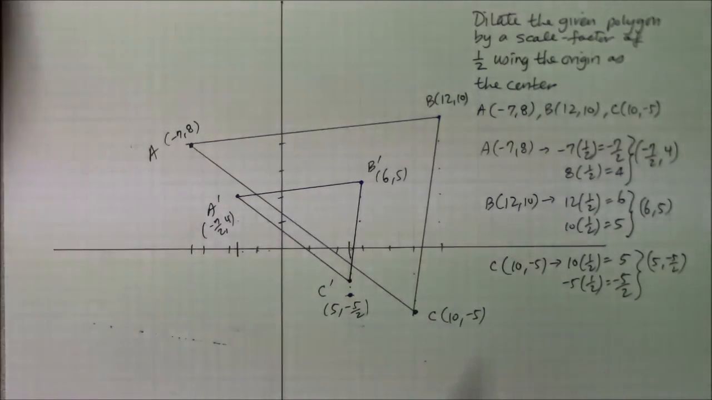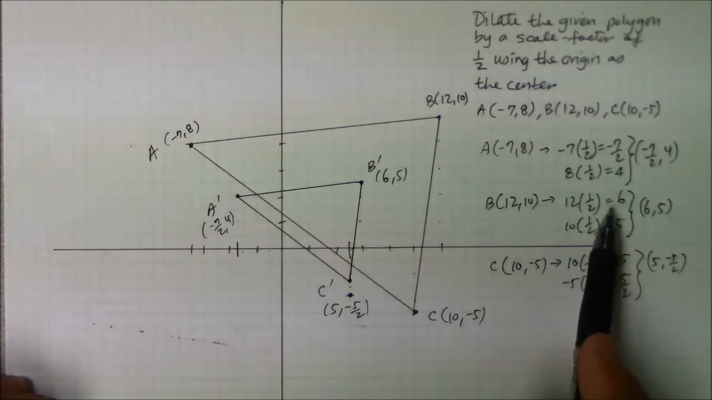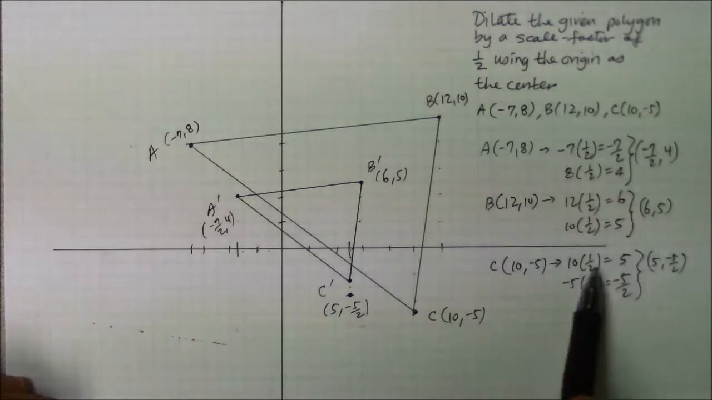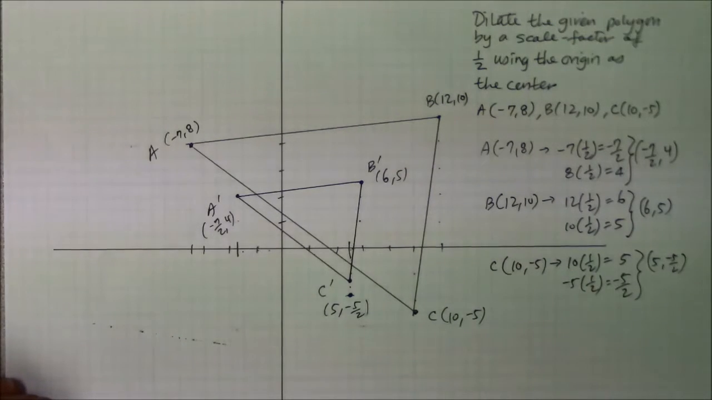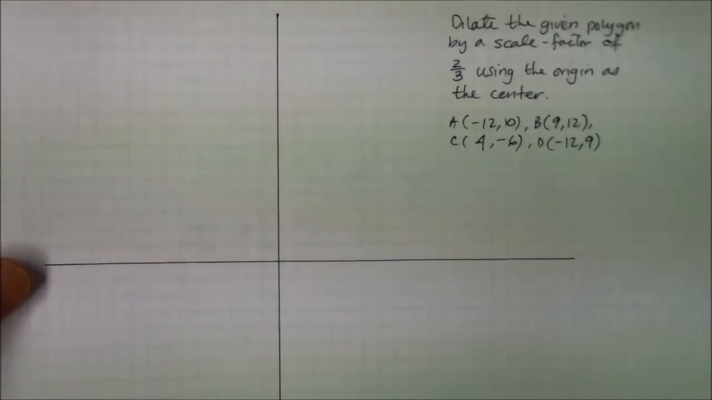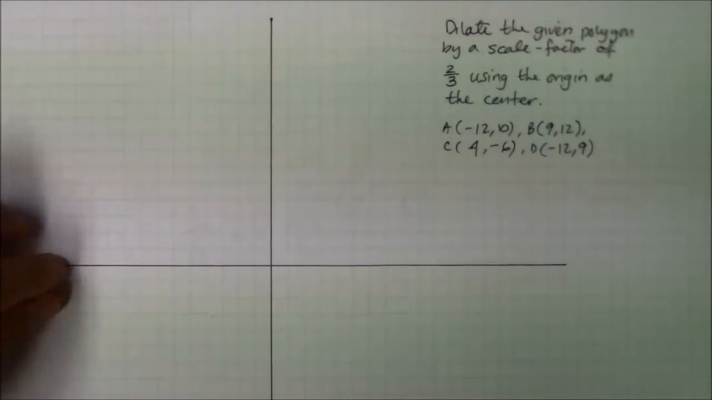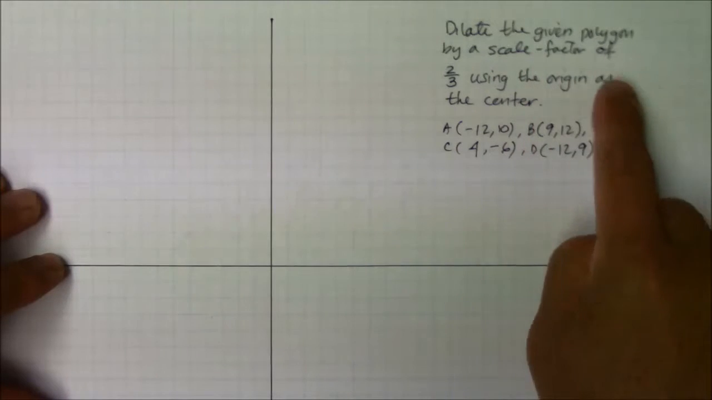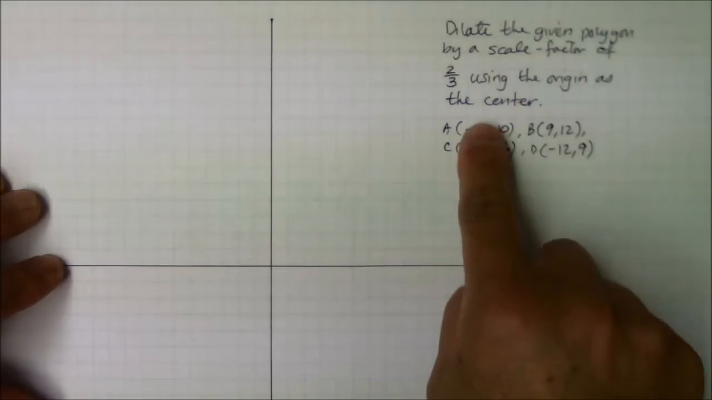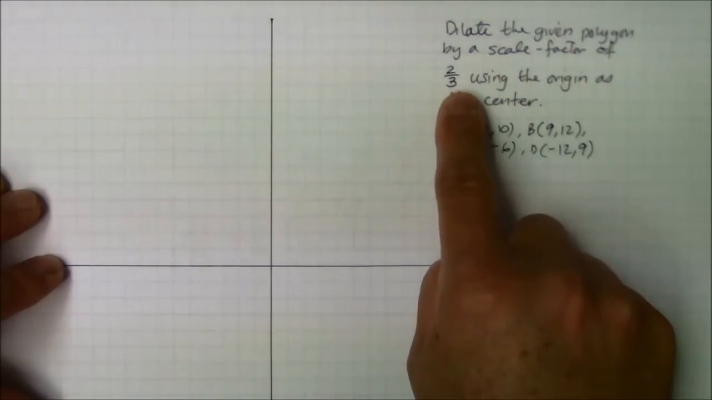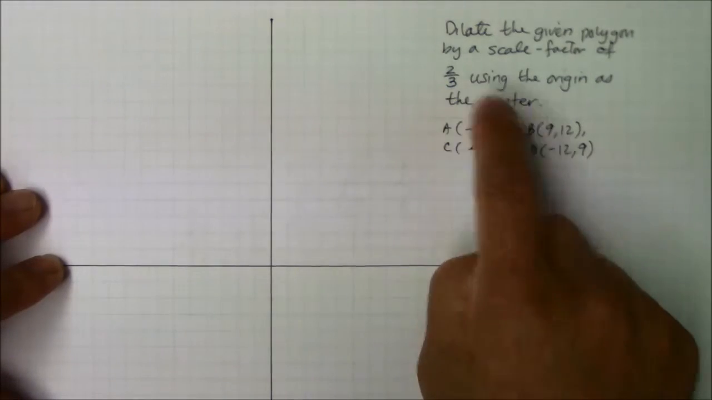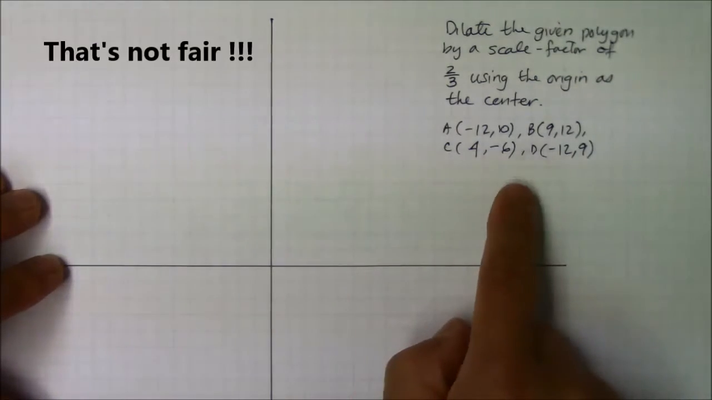Now that you saw how that was done, graphically and analytically, using numerics, why don't you try this one, where you dilate the given polygon of these coordinates by a scale factor of 2/3. See, 1/2 will be too easy. You try the 2/3. Go ahead, try it.